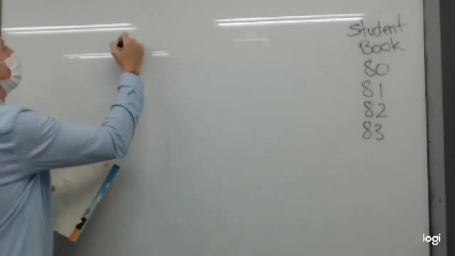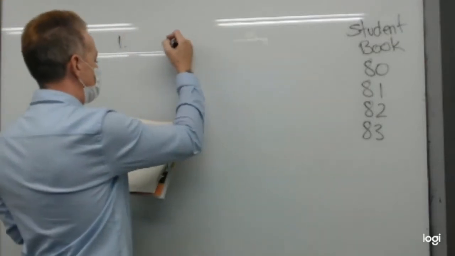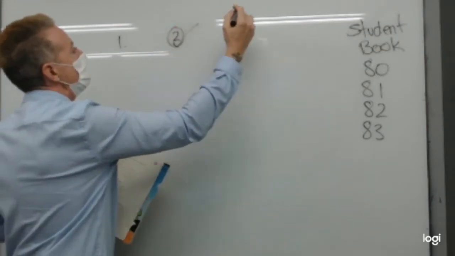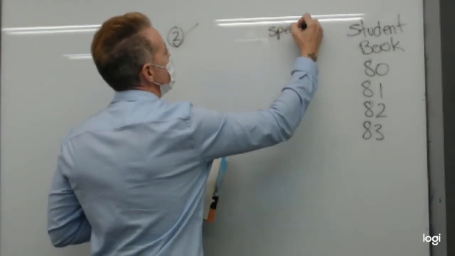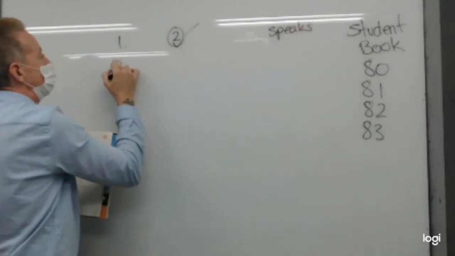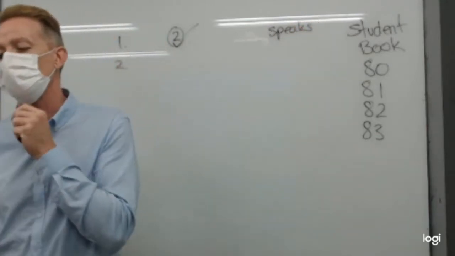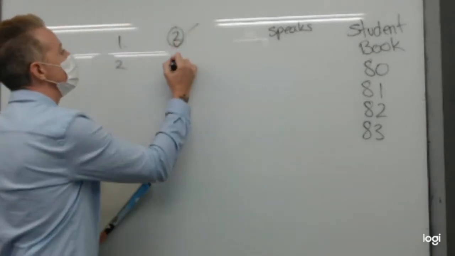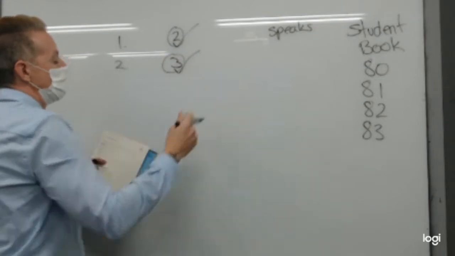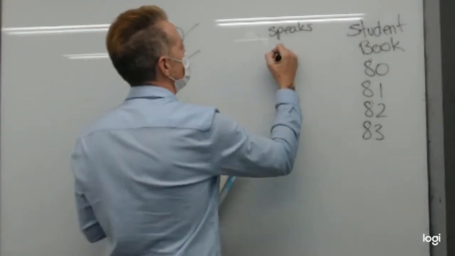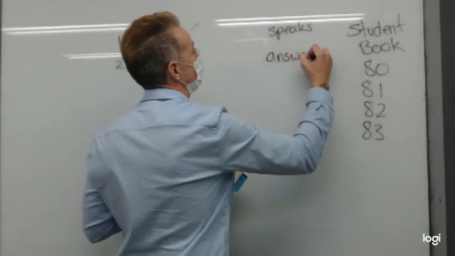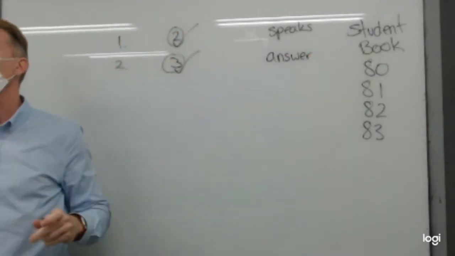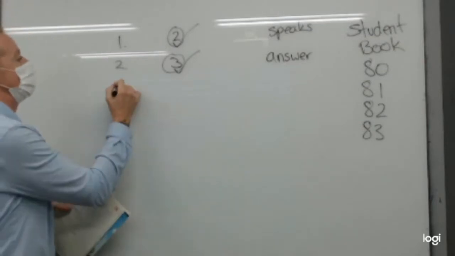Alright, so number one. You have to check number two here. And it changes the word speaks, because he's speaking quickly. Alright, I'll do number two as well. Honestly, please answer my questions honestly. So number three, check. Answer is changing. Please answer. It's telling you to answer the questions truthfully, honestly.